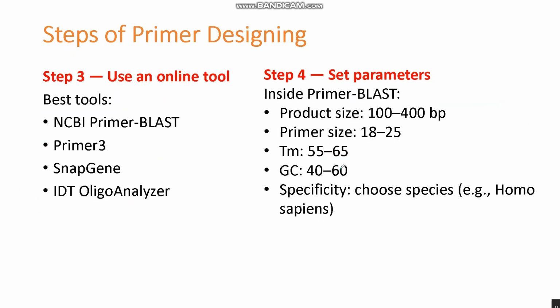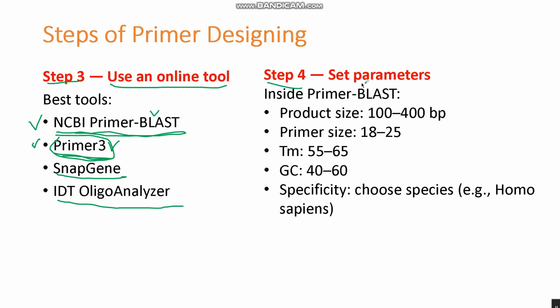Step three is use online tools. In step three, you can use different types of tools. We will talk about them later also, but the most famous and mostly used tools are NCBI Primer-BLAST, the second one is Primer3, which we mostly use, and also SnapGene, and at the end IDT OligoAnalyzer.